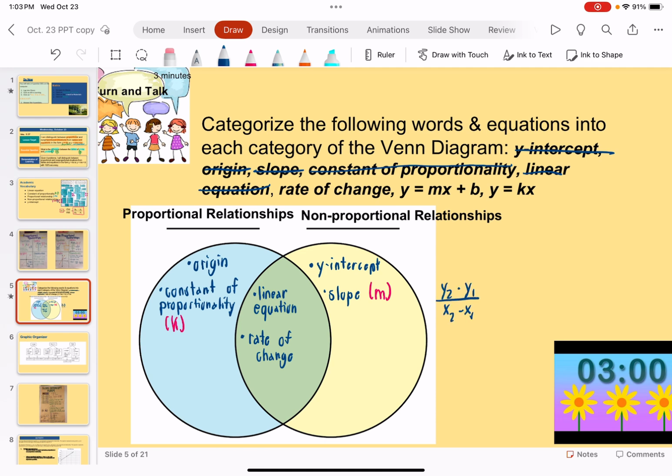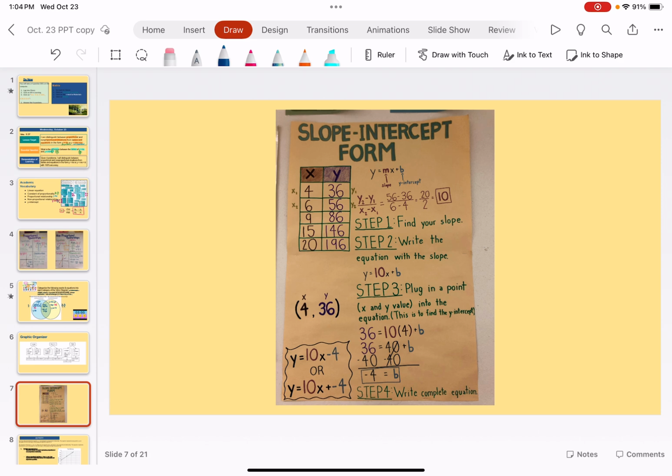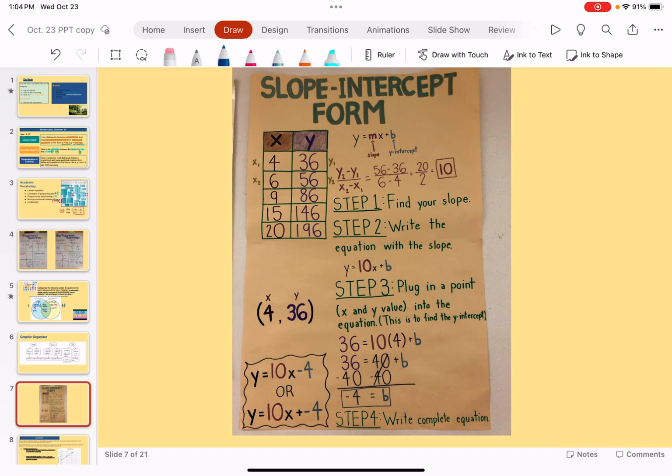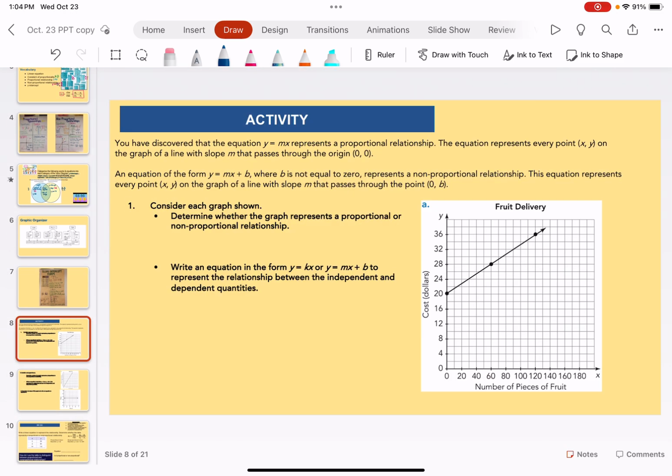The constant of proportionality formula is y over x. You can see that the rate of change is just that change of y on top divided by our change of x on bottom. Okay, so then lastly, we have our equations. y equals mx plus b is for non-proportional. And then y is equal to kx is for proportional. Then we also have this anchor chart in the classroom to solve for the slope as well as to solve for the y-intercept. And now we're going to go into our activity for today.